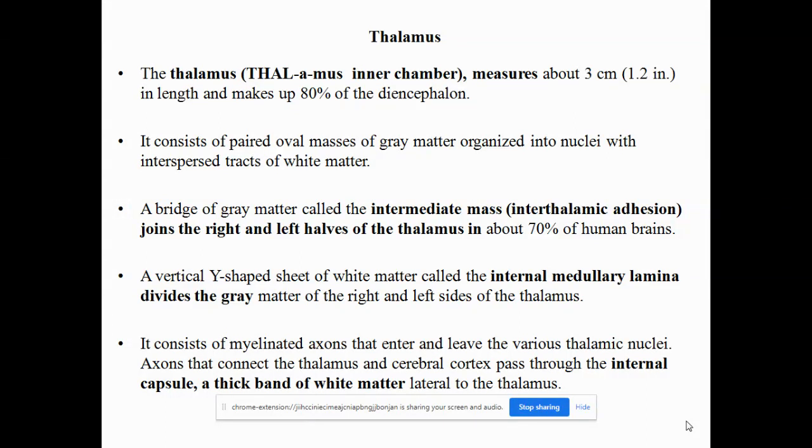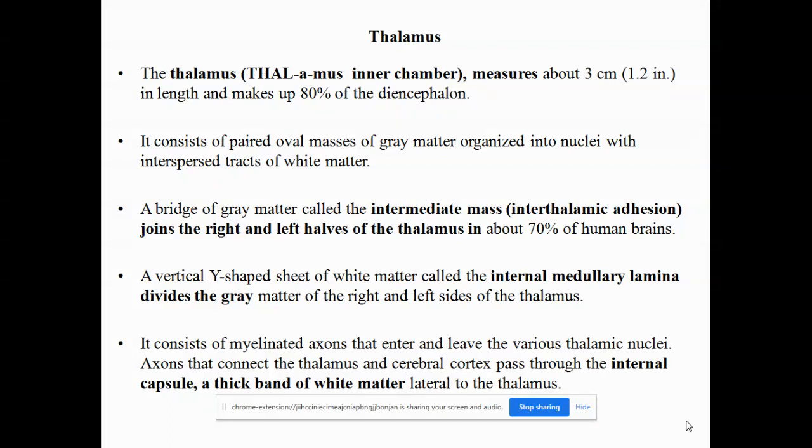There is also a Y-shaped sheet of white matter on both sides of the thalamus. It is called the internal medullary lamina. This divides the gray matter into the right and left sides of the thalamus. You can see this in the picture. This white matter consists of axons. These are myelinated axons that enter and leave the various thalamic nuclei. The axons go through the different nuclei and connect the thalamus and the cerebral cortex through the internal capsule.